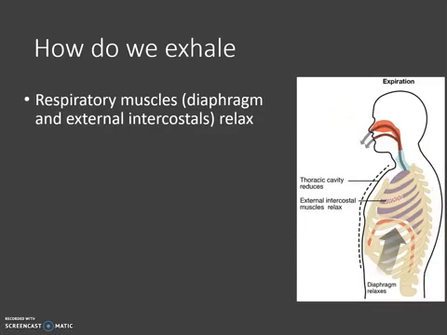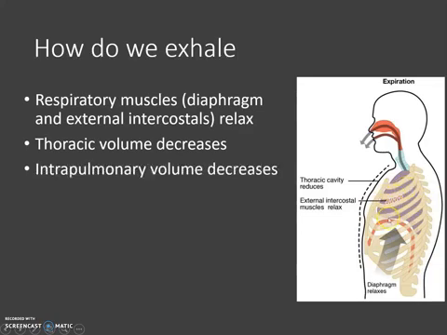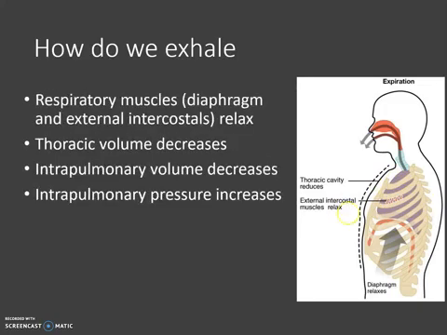Now, exhalation happens pretty much in the opposite way. So the respiratory muscles relax. The diaphragm relaxes and the external intercostal muscles relax. And you can probably guess what happens next. When those relax, the thoracic cavity gets smaller. So the volume of the thoracic cavity gets smaller, and the lungs are stuck to the inside of the rib cage, so the intrapulmonary volume also decreases. And we know that volume and pressure are inversely related. So as intrapulmonary volume decreases, our intrapulmonary pressure is then going to increase.